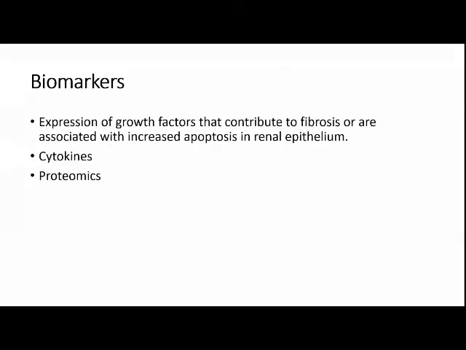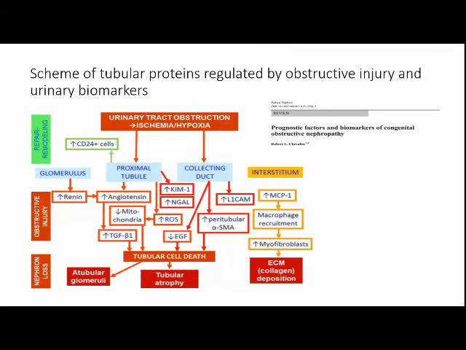So when we come to the biomarkers, these are the important evolving stage. It is nothing but the expression of the growth factors that contribute to fibrosis or are associated with increased apoptosis in renal epithelium. So it contains cytokines, proteomics. Sir, I'll be telling the details of the biomarkers.